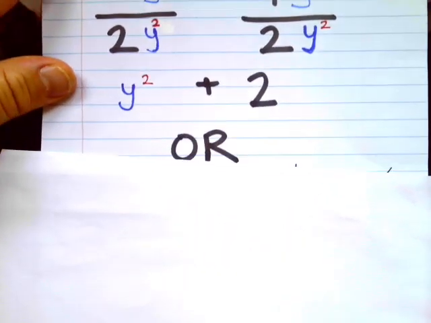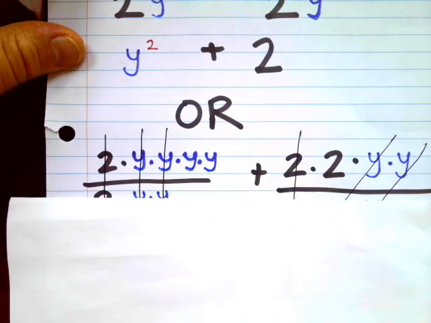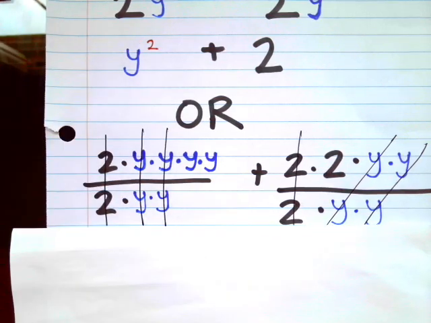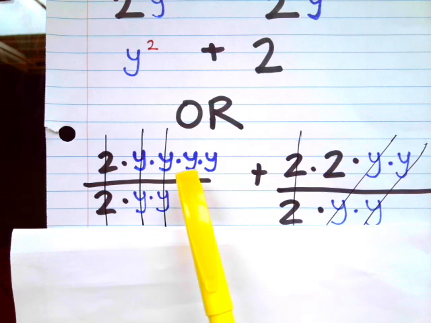Hey, let's get into expanded form, right? Let's get into expanded form. Again, 2 times y to the 4th power is 2 times 4 y's.